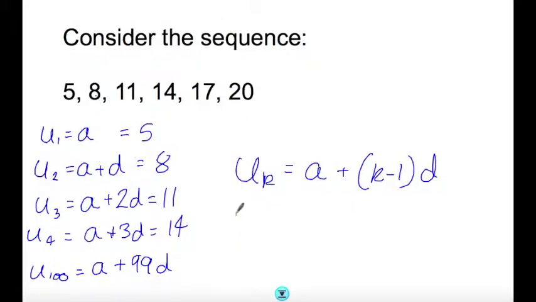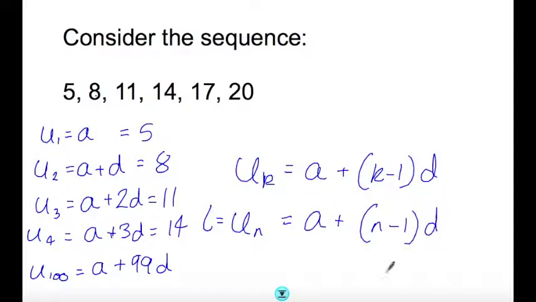Now, we could also imagine l, our last term, would be U_n because we're assuming there are n terms in the sequence. So that would be a plus (n minus 1) lots of the common difference. Those are two important formulae that you're going to need for answering questions. Another one is going to be for working out the sum of a sequence up to a certain point.